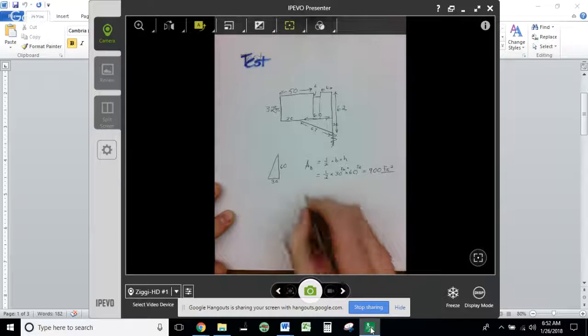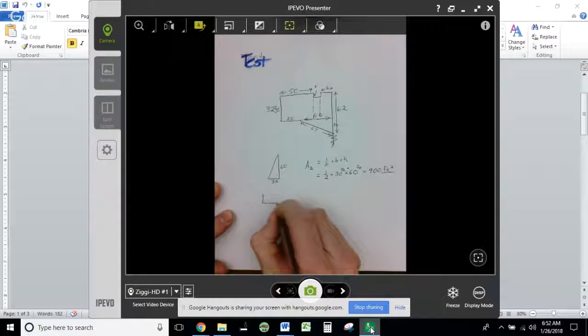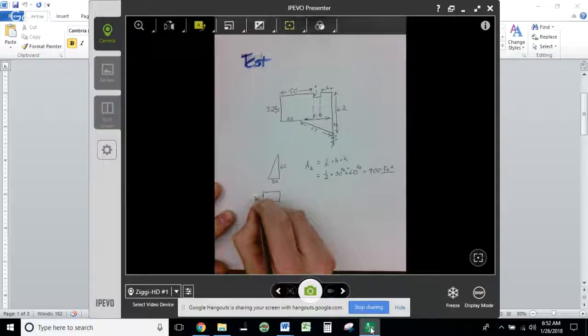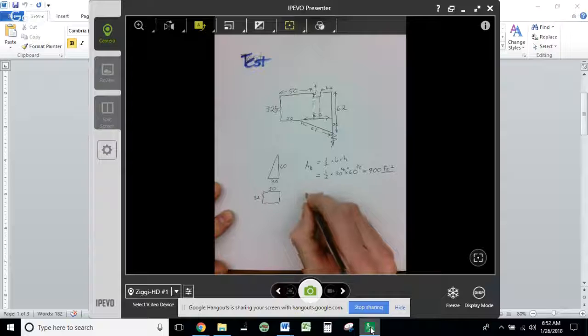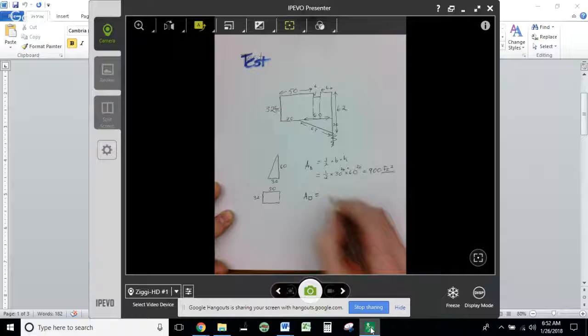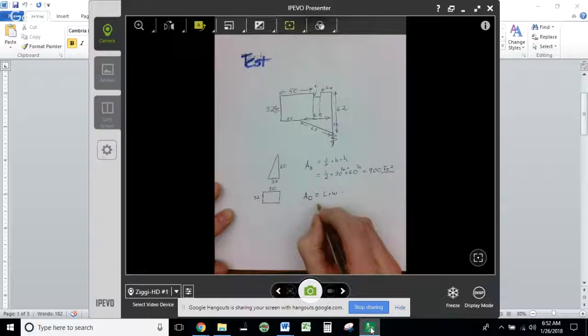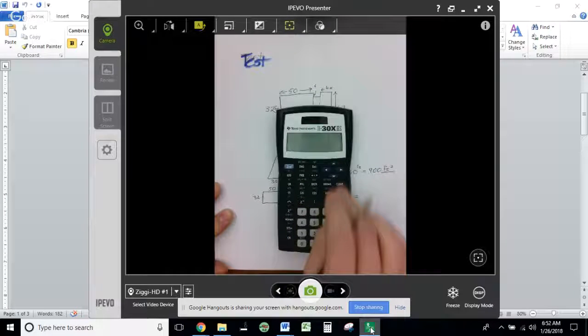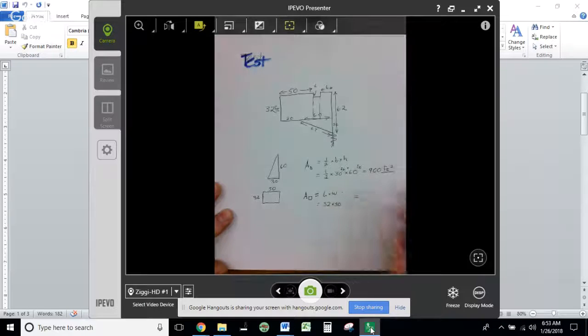Let's go on to our other rectangles. We have a rectangle here that is 32 by 50 feet. So area of a rectangle, we look at our formula sheet and we see it's length times width. Literally both numbers multiplied by one another. So equal to 32 times 50. Grab a calculator. That's 1,600. And again, same thing, square feet.